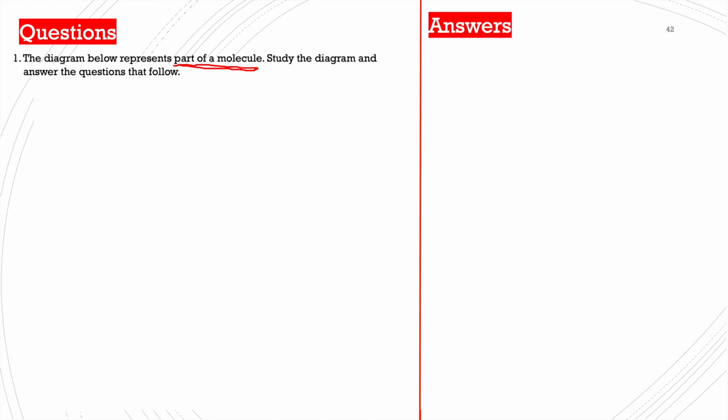All right, let's get right into the questions. The diagram below represents part of a molecule. Study the diagram and answer the questions that follow. So they say that the diagram represents a part of a molecule. They did not specify which molecule that is. So it is your job to be able to identify the molecule by studying the diagram.